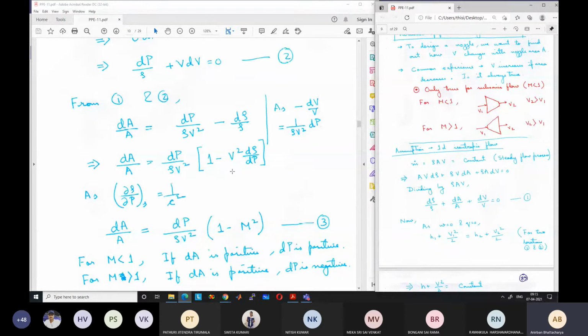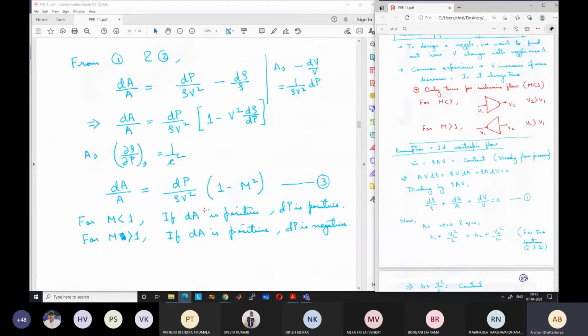So v by c is Mach number m. So v square by c square is equal to m square. So finally we have a relation between area and pressure, meaning change in area and change in pressure, which says that dA by A equal to dp by rho v square into 1 minus m square. Let us look at this equation carefully.